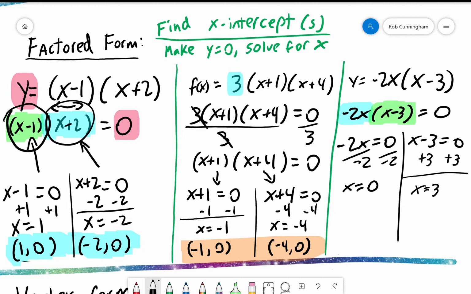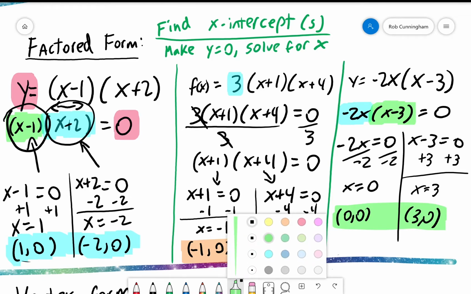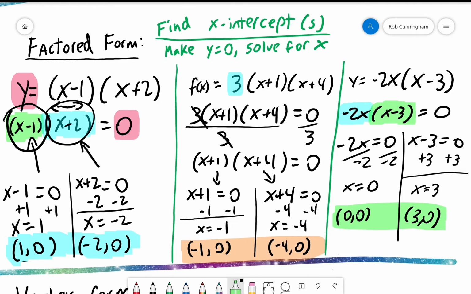You get x equals 3. My 2 points are (0, 0) and (3, 0). Now, some of you may have noticed really quickly this relationship between the factored form and the answers. This +2, this -2, this -1, this +1, this +1, this -1.